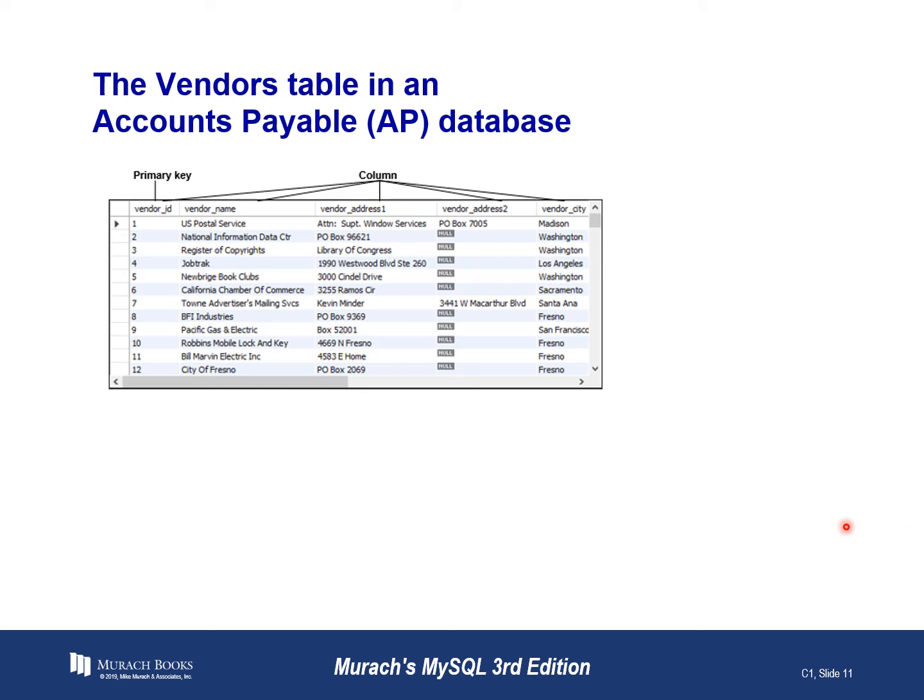Now, the intersection of a row and a column is sometimes called a cell. A cell stores a single value. So when a row meets a column, you get a cell. Here, for example, row number 5, when it meets the vendor address 1 column, gives 3000 Sindel Drive or something. That's an example of a cell.